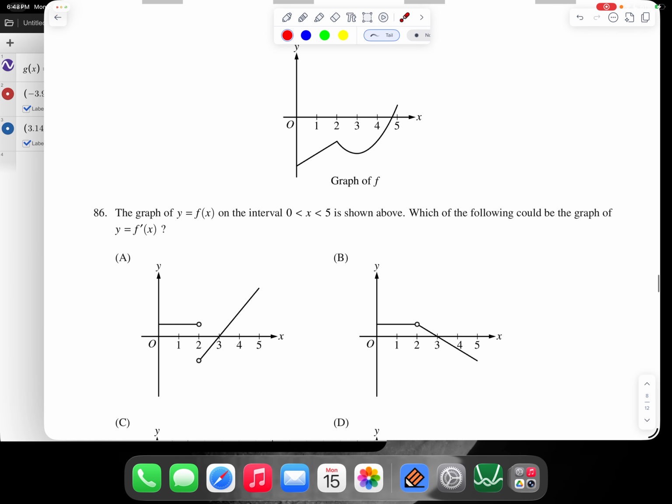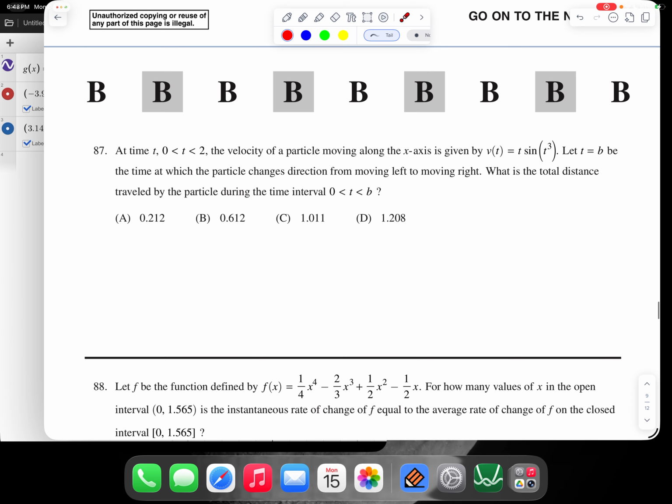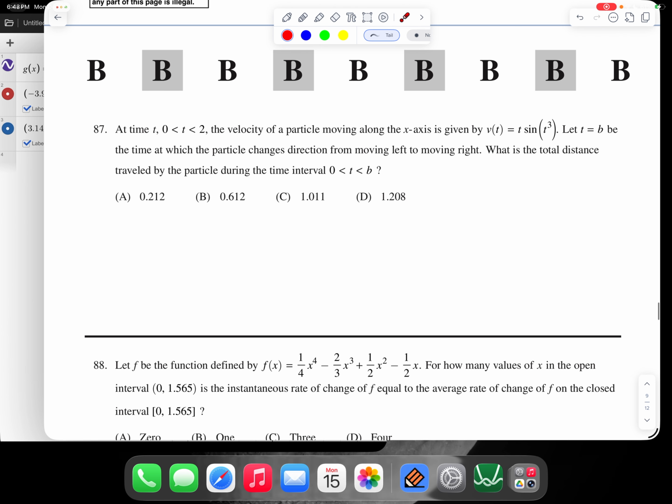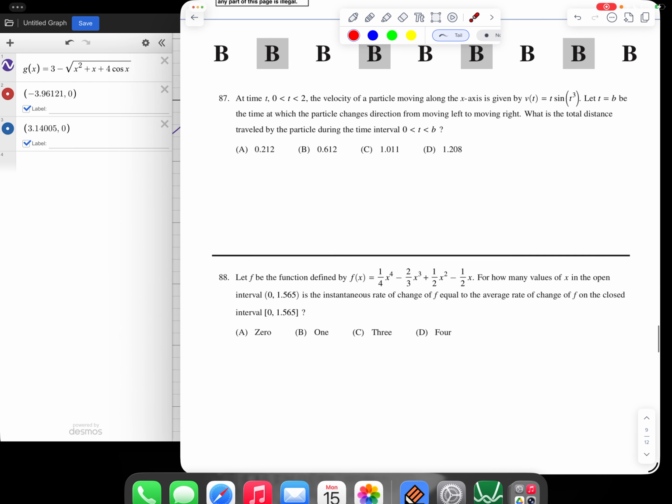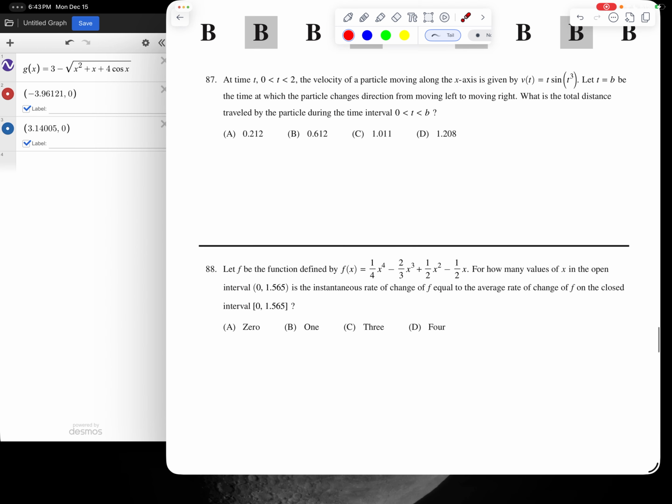Let's see where else Desmos can help us, not when they give us pictures. Okay, good. This one, 87. At time t between 0 and 2 seconds, the velocity of a particle moving along the x-axis is given by that function. Let t equals b be the time at which the particle changes direction from moving left to moving right. What is the total distance traveled by that particle during the time interval, 0 to t equals b?